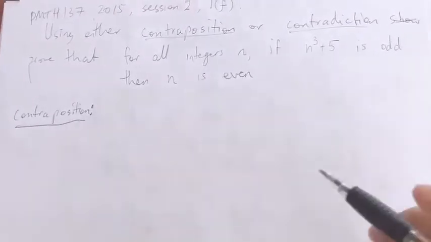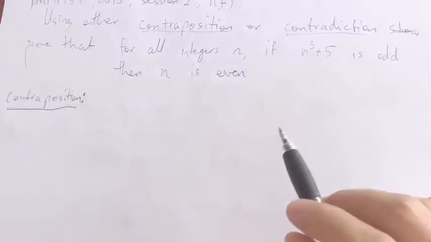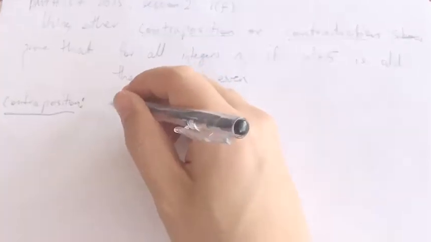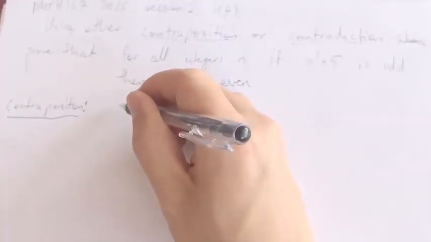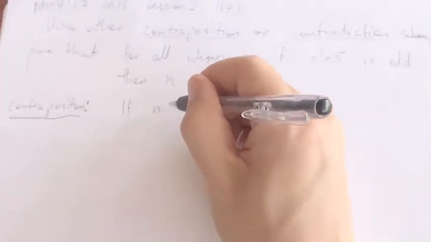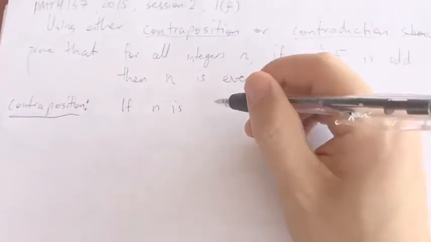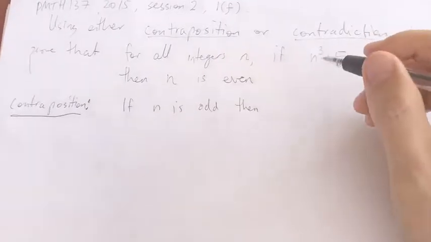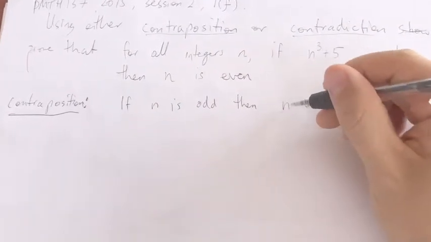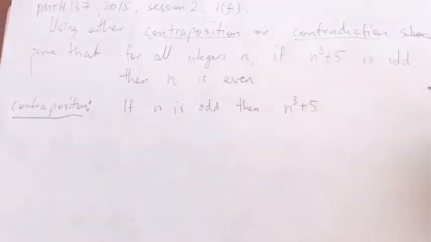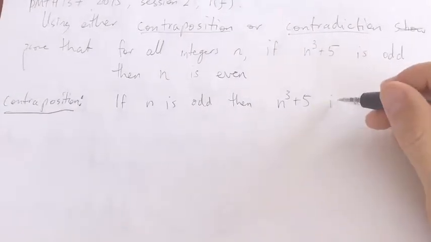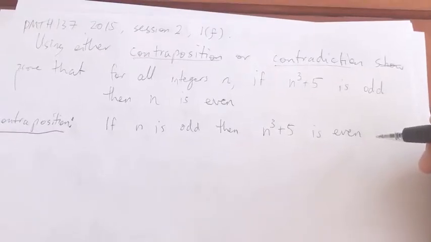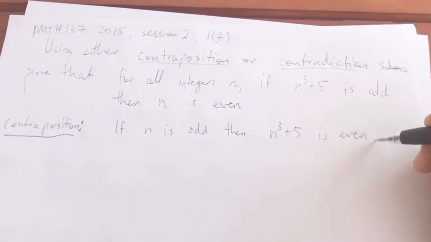So the statement is: if n cubed plus 5 is odd, then n is even. So the contraposition would be trying to prove: if n is not even, so if n is odd, then n cubed plus 5 is even. Okay, and so we want to do this for all integers n.